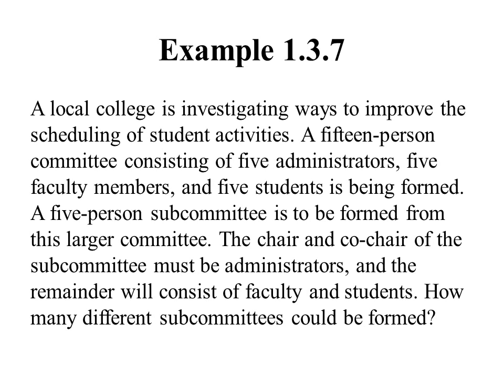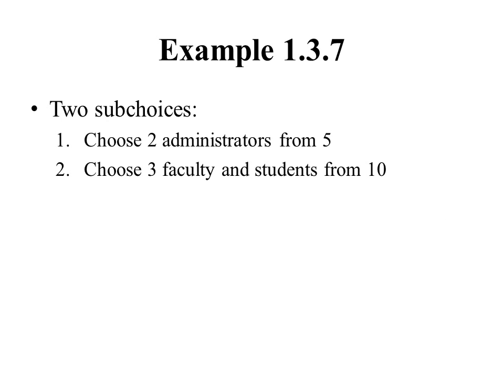Okay. So this problem looks pretty complicated, so the first thing we've got to do is weed through things to understand what's going on. The important thing to note here is that when choosing this subcommittee, there are really 2 sub-choices we have to make. Number 1, we choose 2 administrators from a group of 5, and one of those administrators is going to be the chair and the other is going to be the co-chair. So in that case, order is important. And then number 2, we're going to choose 3 faculty and students from a group of 10. Now there's no differentiation between those positions, so order there is not important.